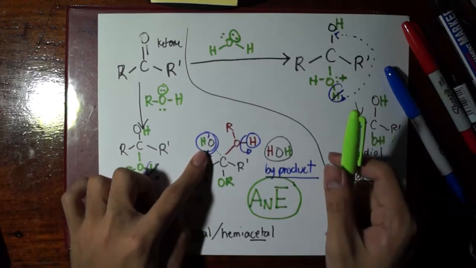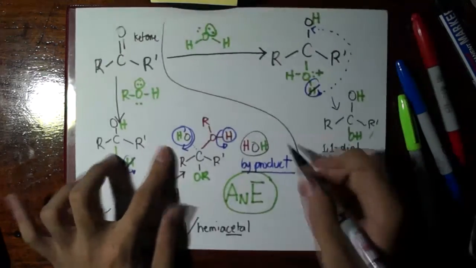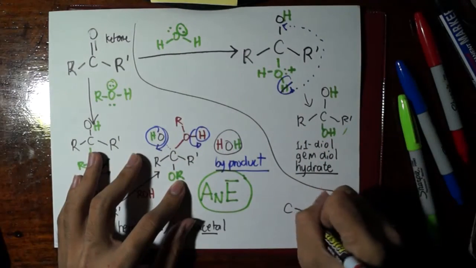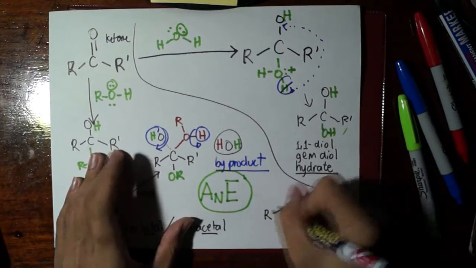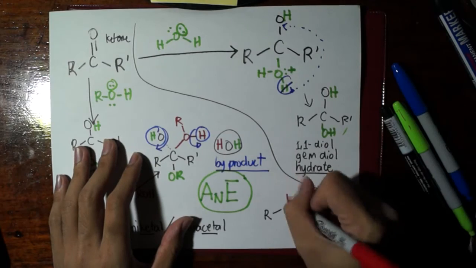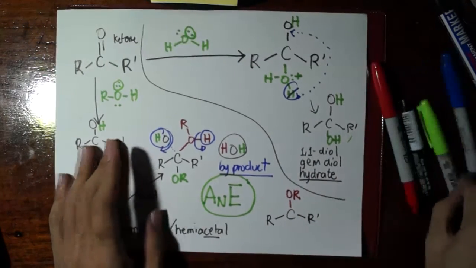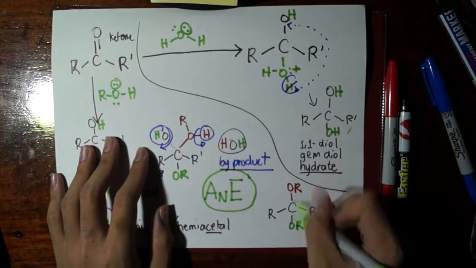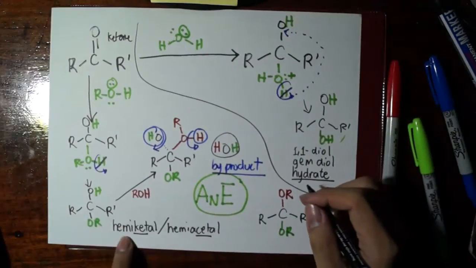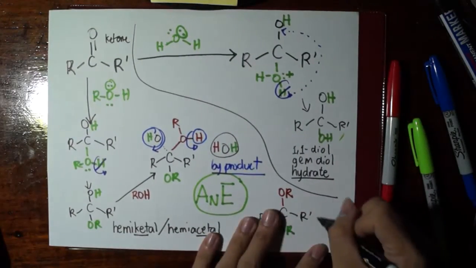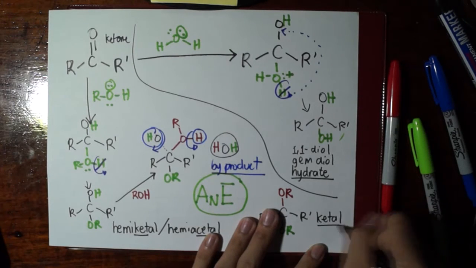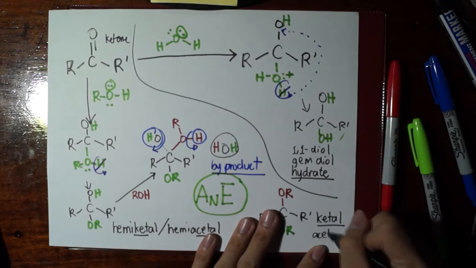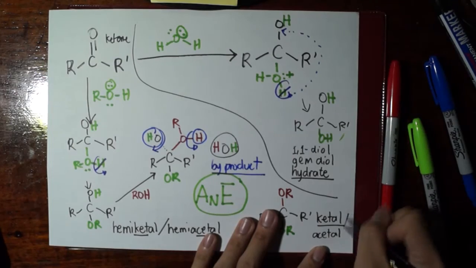And this time, let's draw the full product here clearly. This is from the second mole. This is from the first mole of the alcohol. We have 2 ORs here. This is now what we say, not anymore hemi, not more partial. It's a complete ketal. Or if the reagent was an aldehyde, an acetal.